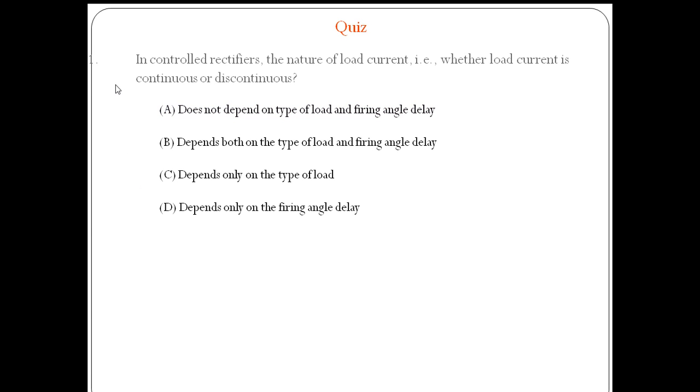In a controlled rectifier, the nature of load current, that is whether the load current is continuous or discontinuous, in a controlled converter, the nature of load current: option A, does not depend on type of load and firing angle delay. Option B, depends on both type of load and firing angle delay. Depends on type of load, depends on firing angle delay, does not depend on type of load and firing angle delay.